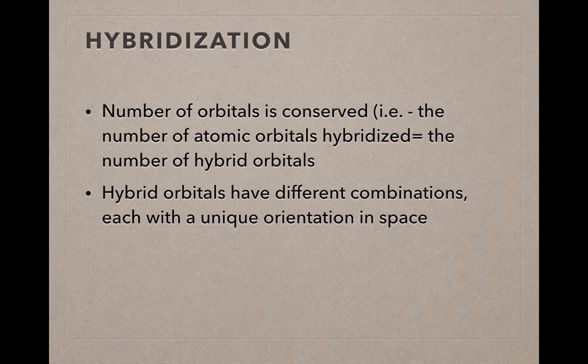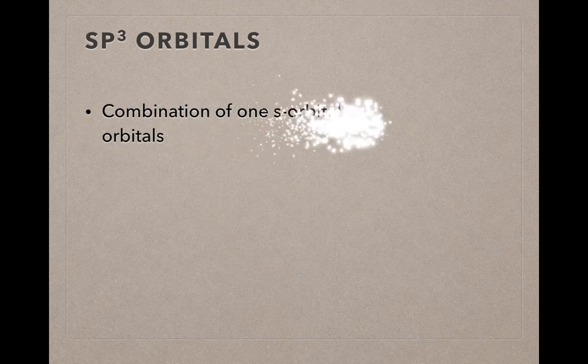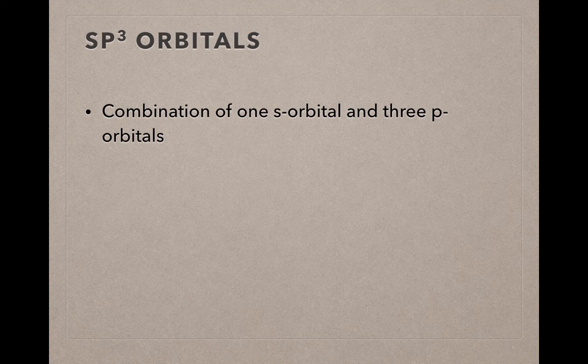So VSEPR theory is going to help us determine the type of hybrid orbitals that we need to form in order to complete our bonding. Let's look at some of these different types. We won't get to all of them in this lecture, and we'll pick up the rest in the following lecture. So, sp3 orbitals. It looks like p cubed, but we just say sp3.